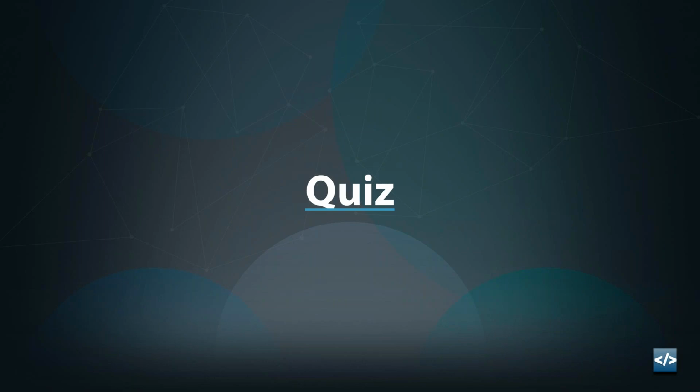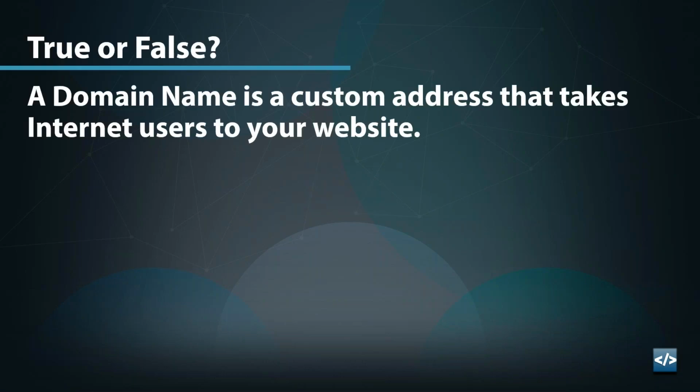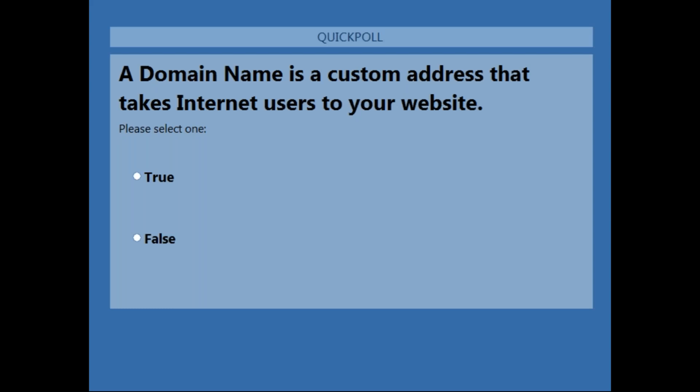So first off, a domain name is a custom address that takes internet users to your website. So true or false? A domain name is a custom address that takes internet users to your website. So go ahead and answer that here. I'll give everybody some time to answer that. It looks like people are putting in their vote on what they think the answer is here. Give everybody just another few seconds here to answer. Okay, looks like we have a pretty good portion of us have answered now. I'm going to go ahead and close it.